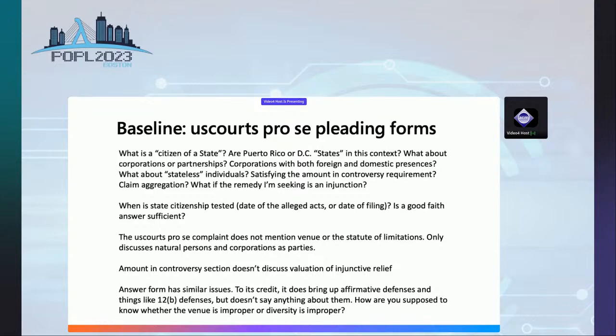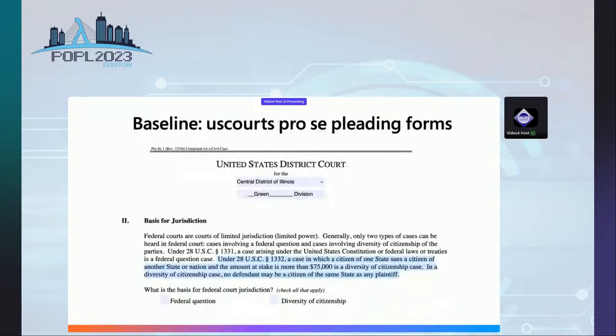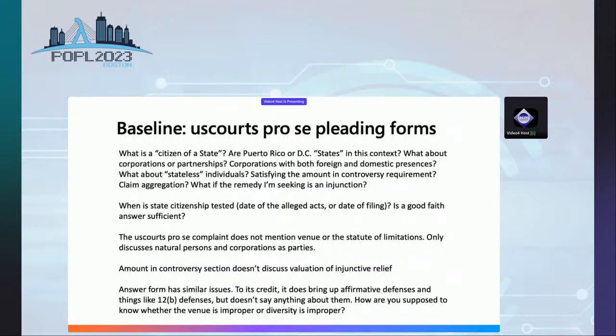So the form explicitly mentions citizen of a state. Are they asking about when the thing happened that I'm suing about, or are they asking about when I'm filing out the form? They actually don't mention venue anywhere on the pro se form. That's a key part of having your thing heard. They don't discuss how you actually value something like injunctive relief for the amount in controversy requirement.